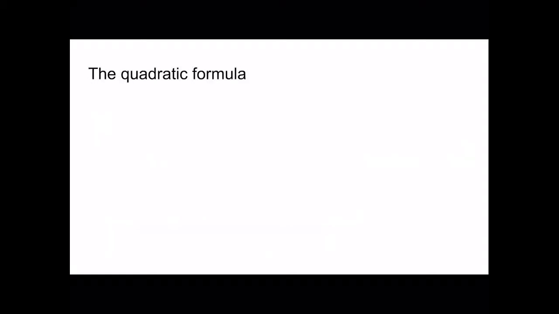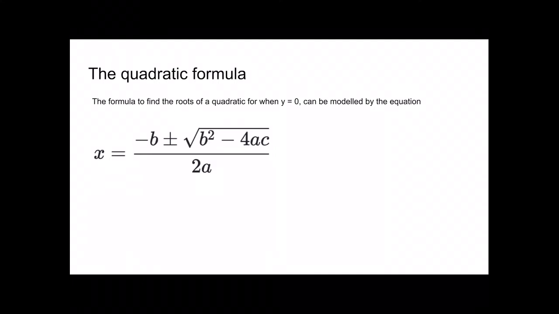Alright, so a big part of this algebra is going to be the quadratic formula. The formula to find the root of a quadratic when y equals 0 can be modeled by the equation x equals negative b plus or minus the square root of b squared minus 4ac, divided by 2a. As you can see here, with the plus and the minus, if b squared minus 4ac is a positive number, then there can actually be two different values for x. We're going to be having a really close look at this b squared minus 4ac, as it's going to be a very important part of how many roots an equation has.